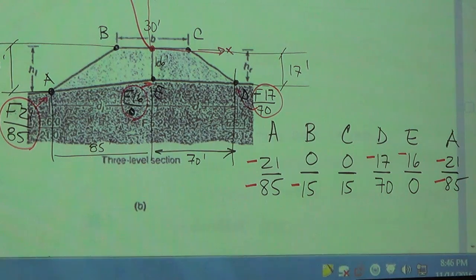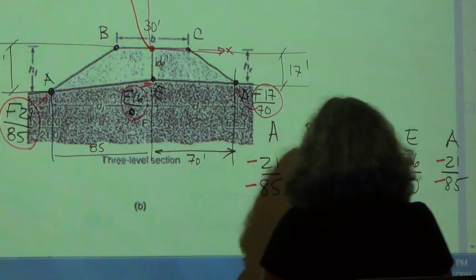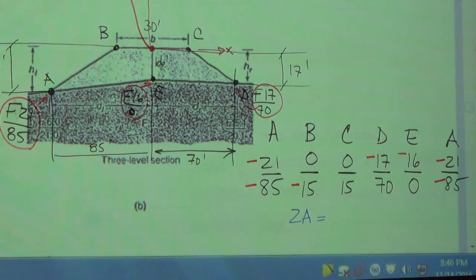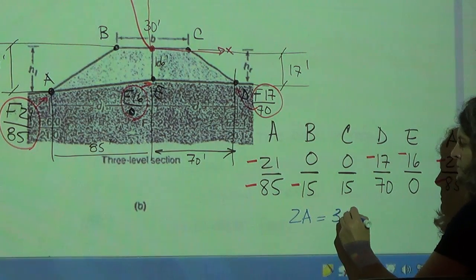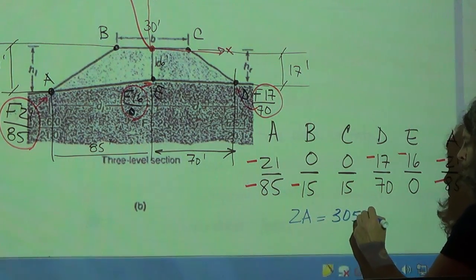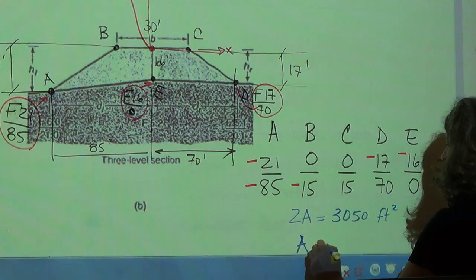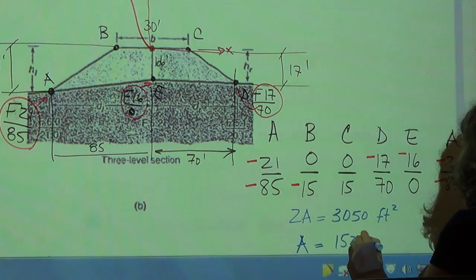Anybody get a number yet? What did you get for the double area? 3,050. Did somebody else get a number? Did you get the same number? Kalika? So then this is 1,525 feet squared.